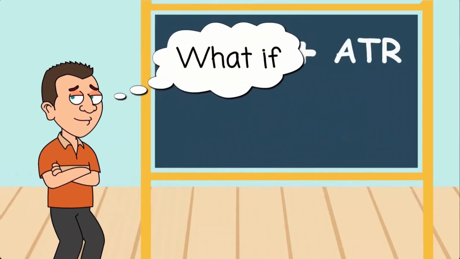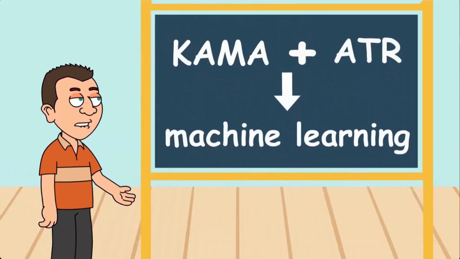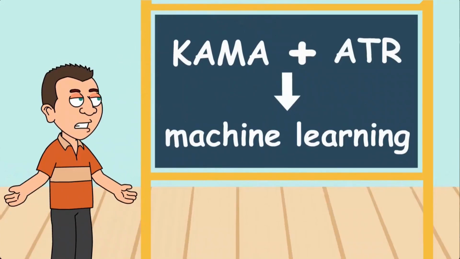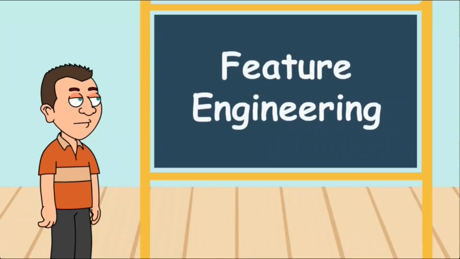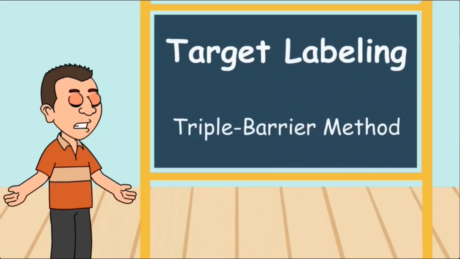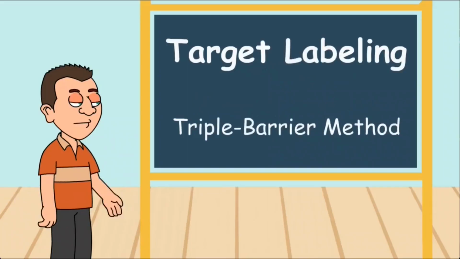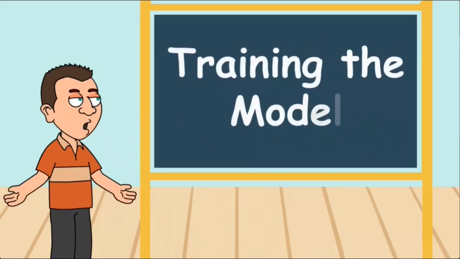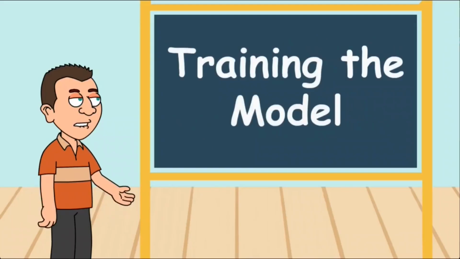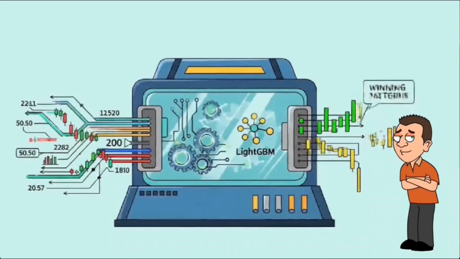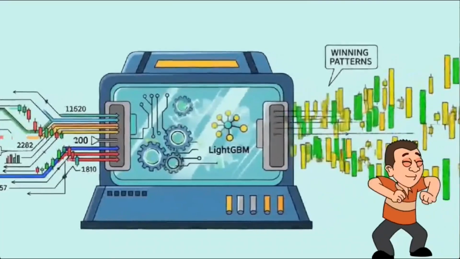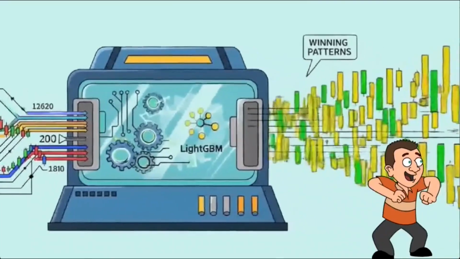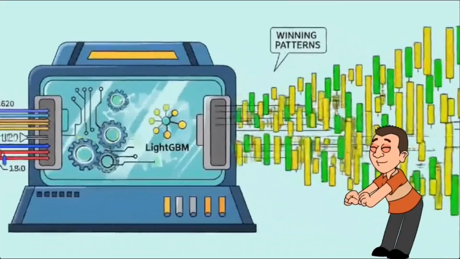What if, instead of hard-coding rules, we used these indicators as features for a machine learning model to learn from? This transformed our approach. Feature engineering. We created a set of normalized features to describe the market state. Target labeling. We defined what a good trade looks like using the triple barrier method. Training the model. We used the integrated ML pipeline in AlphaSuite to train a LightGBM model to find winning patterns. The strategy was no longer a brittle set of if-then statements. It was now a flexible system, capable of learning and adapting.